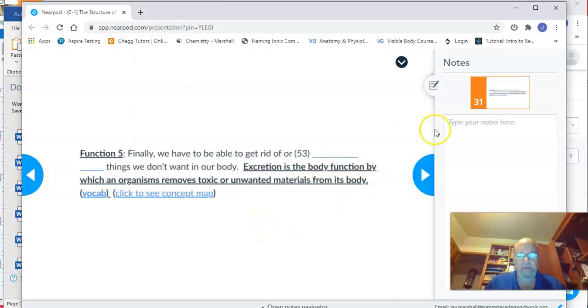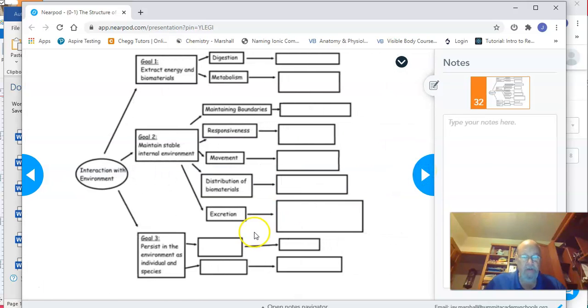Finally, we have to be able to get rid of, or excrete, things we don't want in our body. Excretion is a body function by which an organism removes toxic or unwanted materials from its body. Ignore the grammar mistake there. So if I click on that, I have excretion. So I have 5 functions that accomplish maintaining a stable internal environment. Everything I need to accomplish a stable internal environment fits into this goal.